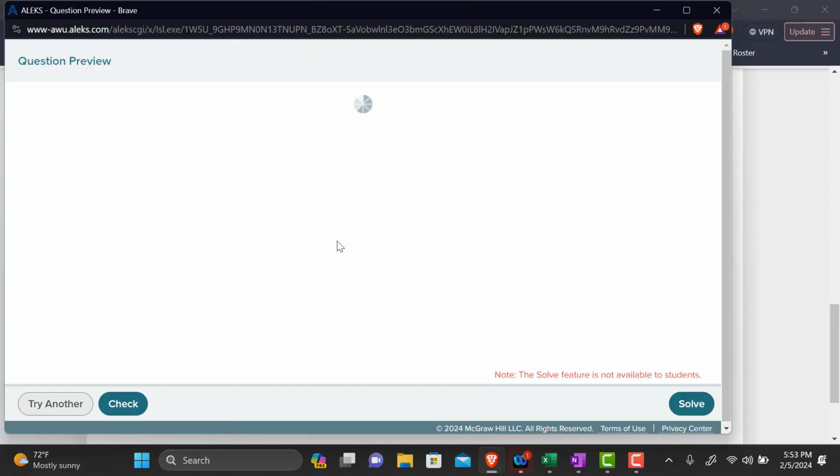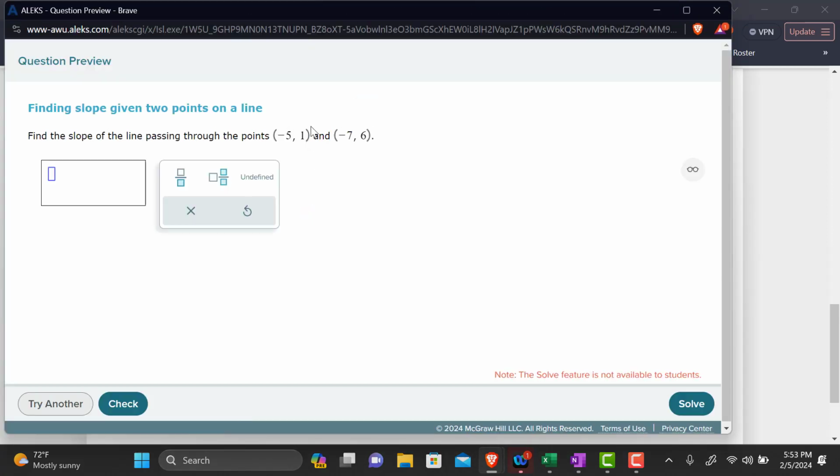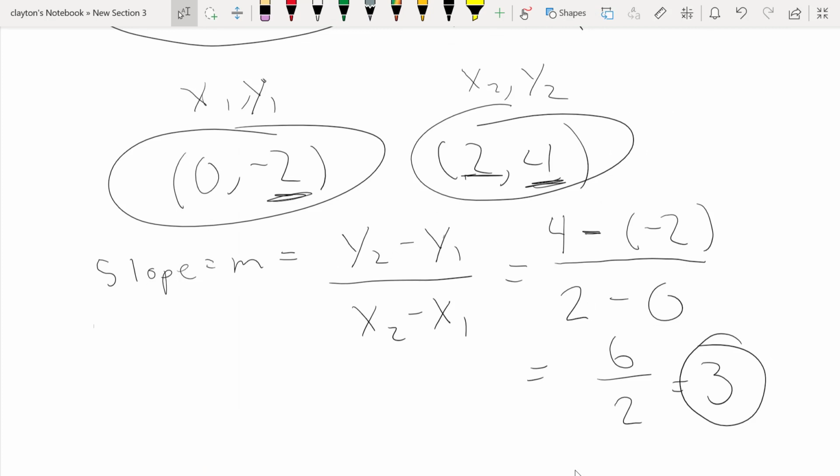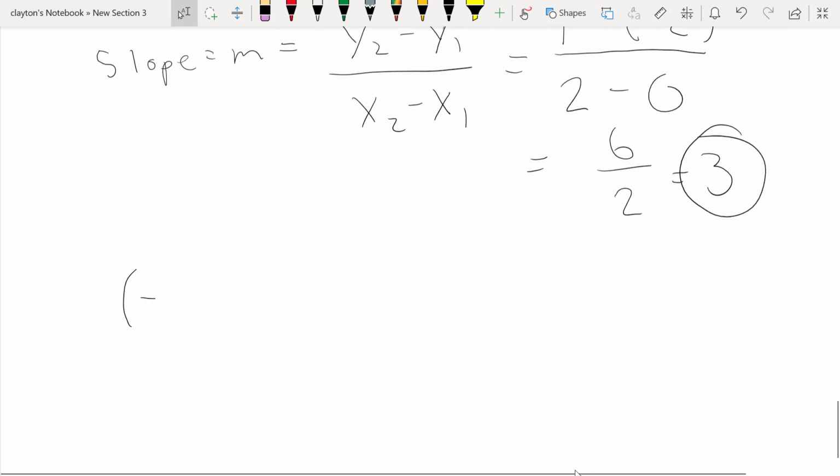Okay. If it gives you the 2 points, this is the same thing. I'm going to assume this is okay. I mean, I'll do it again. Negative 5, 1, negative 7, 6. Same thing, same idea.